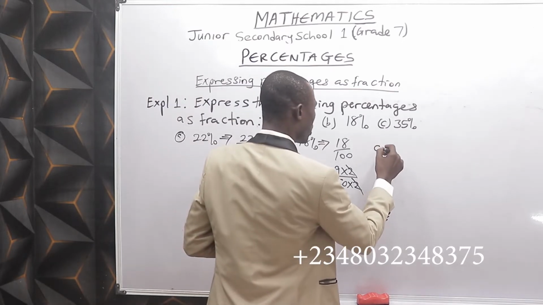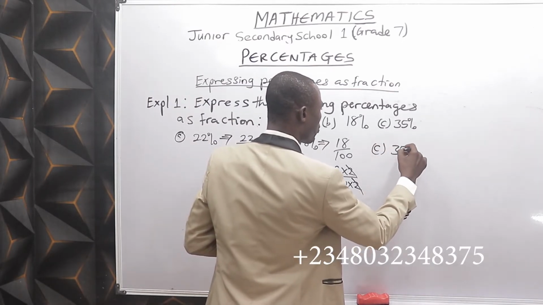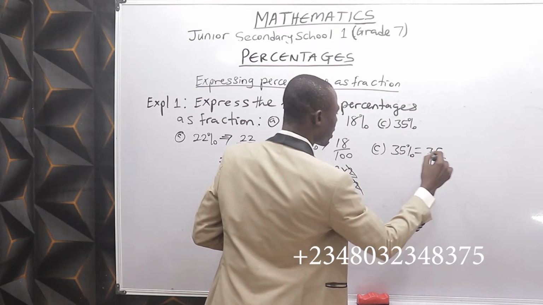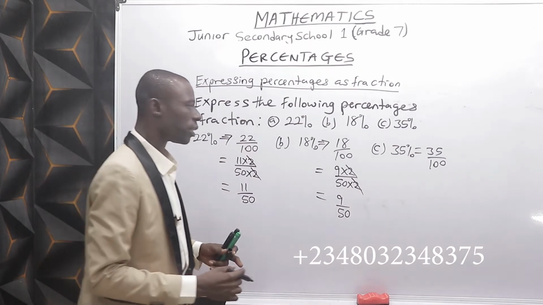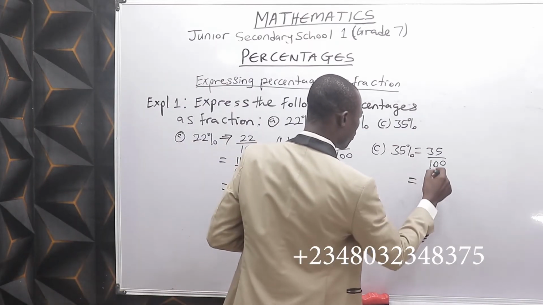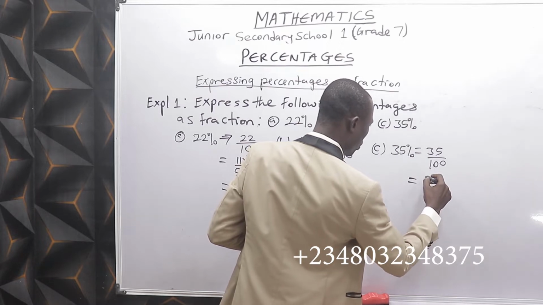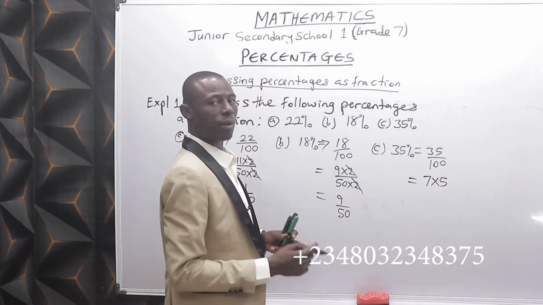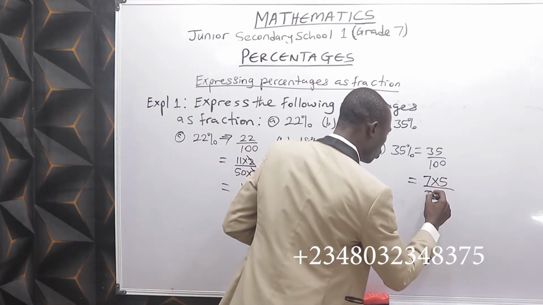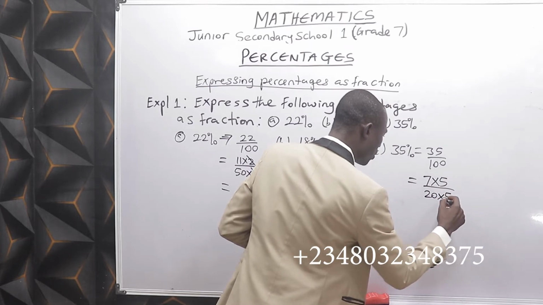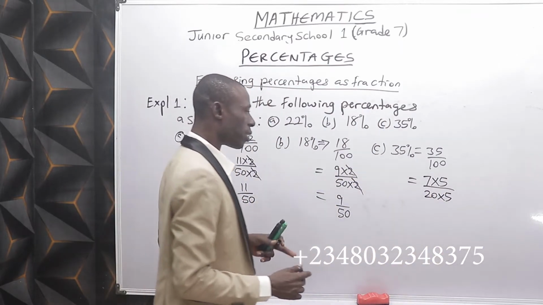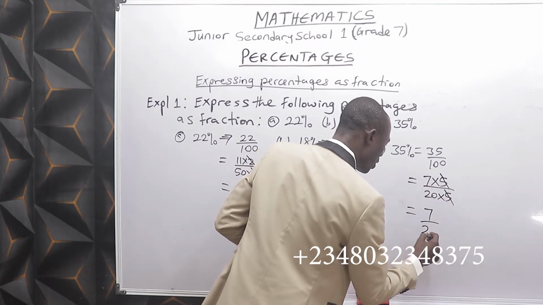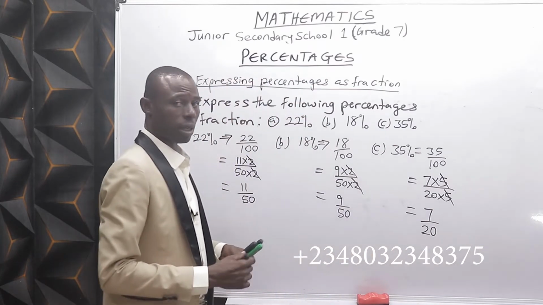And lastly, on that question, 35% means 35 over 100. That is 35 divided by 100. The common factor to 35 and 100 is 5. So we have 7 times 5. 7 times 5 is 35. Also, this will be 20 times 5. 20 times 5 is 100 as well. So 5 takes out 5, we have 7 over 20 as our final answer.